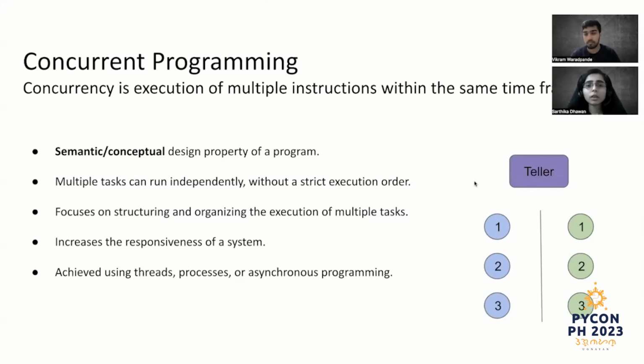So concurrency is a semantic property of a program, meaning it depends on the design of the problem at hand, and the task should be such that it can handle switching. This is different from parallelism, which is an implementation property, as we will discuss later. And concurrency increases the responsiveness of the system as it allows multiple processes to share the resources. The usual ways in which concurrency is achieved are using threads or processes or asynchronous programming. But we will not delve deeper into these topics. We will focus more on parallel and distributed programming.